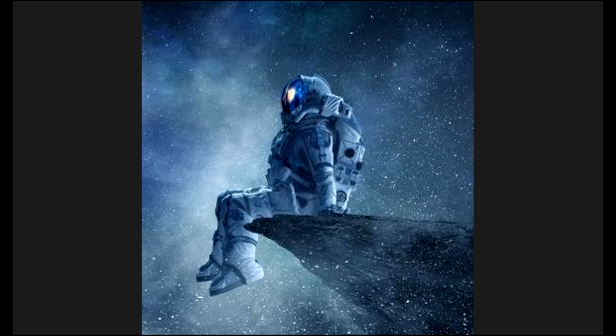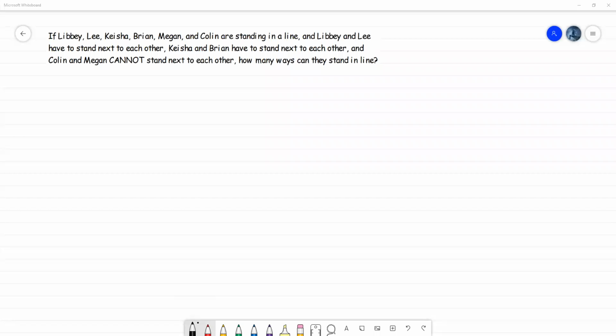Hello everyone! Today I'm going to explain a formula that you can use when you can't have two items next to each other. So I'm going to share my screen. So here's the first problem. Hopefully you can see the screen.